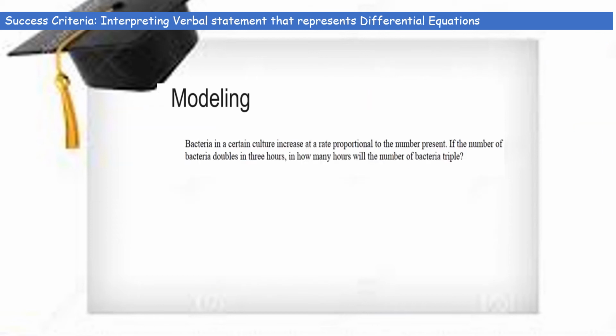Now the question is, bacteria in a certain culture increases at a rate proportional to the number present. So what is happening with the bacteria? It is increasing at a rate, which means the rate of change of bacteria. If bacteria is denoted by B, how can we show the rate of change of bacteria? Definitely dB by dt.